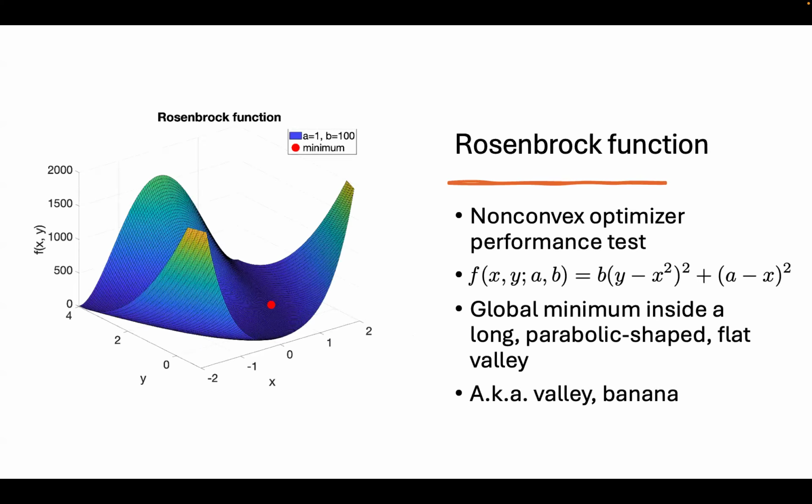And if you look at the MATLAB surf plot on the left, you'll see that there is a long parabolic shaped flat valley inside here. And while it is very trivial to find the valley, it is incredibly difficult to find the global minimum because it's so flat. It has other names. It's also called the valley function or the banana function. And it doesn't have to be two-dimensional. You can have any number of decision variables. Here we just have the two, x and y.